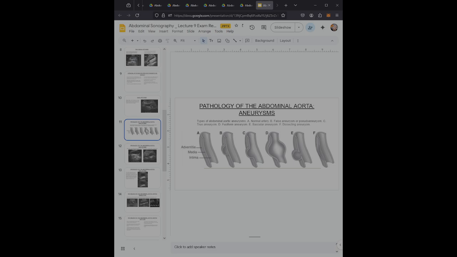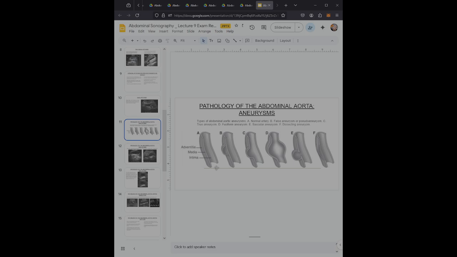Sonographically, the diameter of the abdominal aorta would measure greater than 3 centimeters, and we might see thrombus within the aortic lumen. Along with the thrombus, we might see calcifications producing acoustic shadowing.